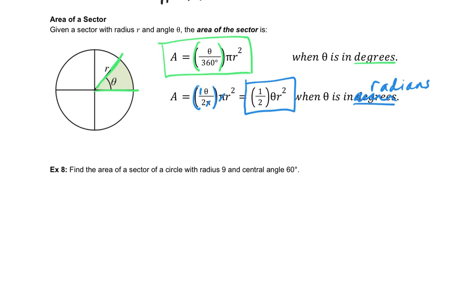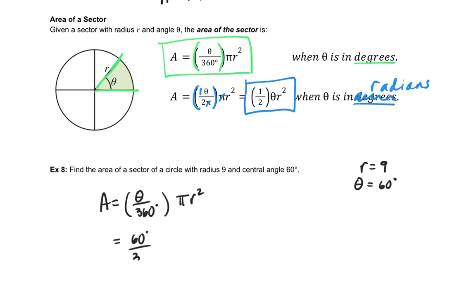So let's do this example. Find the area of a sector of a circle with a radius of r. R equals 9, and the central angle theta is 60 degrees. All right, so we have degrees. We're going to do theta, just the little fraction of the whole thing, times pi r squared. Now our angle is 60 degrees. So that is our little section, 60 over 360, and then that's getting multiplied by what the area of the entire circle would be, which is pi r squared.